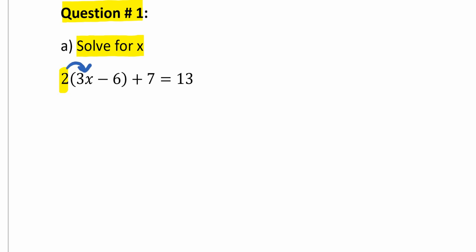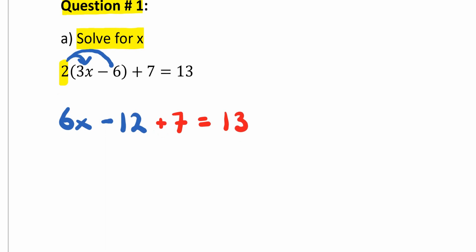So 2 times 3x will give me 6x. And then 2 times negative 6 will give me negative 12. And then we also have the plus 7 to worry about, equals, on the right-hand side, I just have a 13 on the right-hand side.